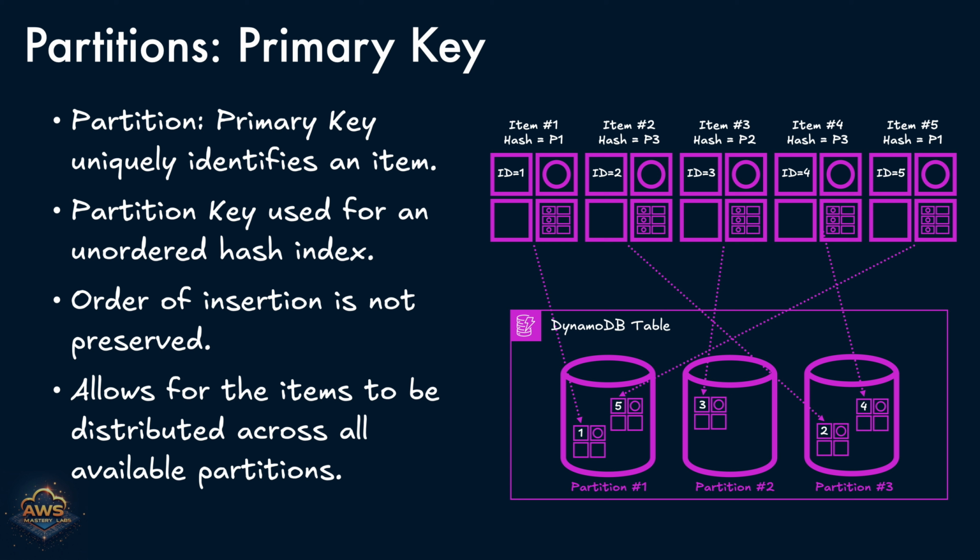This unordered hash-based indexing ensures even data distribution across partitions and supports DynamoDB's ability to scale horizontally. It's important to note that because the distribution is driven purely by the hash of the partition key, the order of insertion or the natural order of IDs is not preserved.